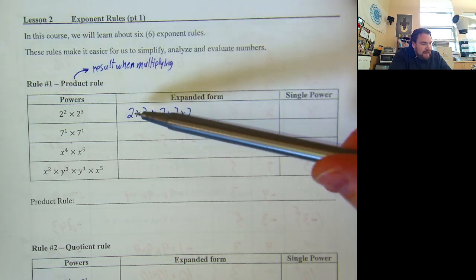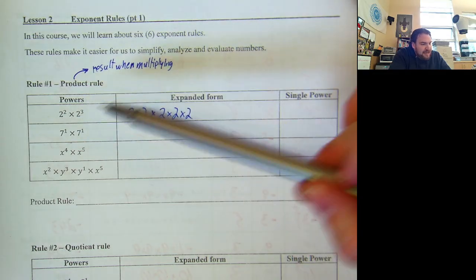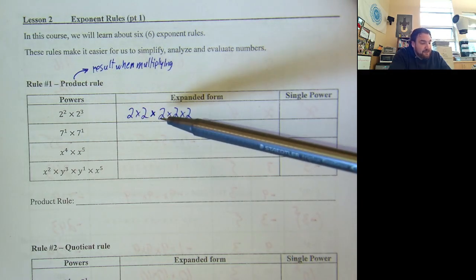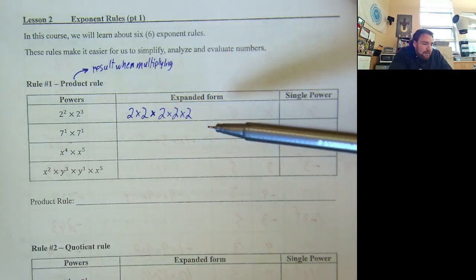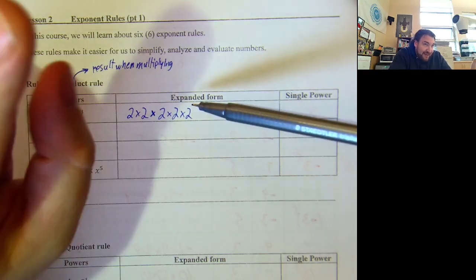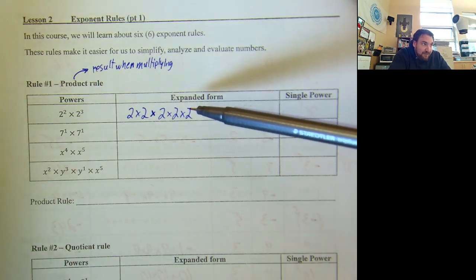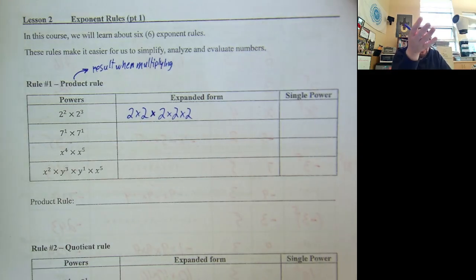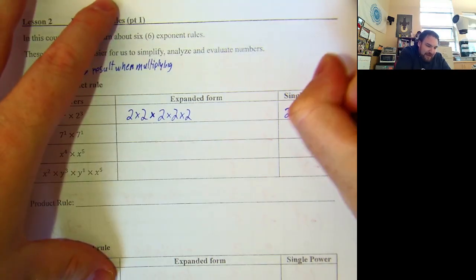So now let's look at what we have here. If I have 2 squared times 2 cubed, that's the same as 2 times 2 times 2 times 2 times 2. Really, what am I multiplying together? What am I multiplying together? 2's. How many of them? 5 of them. So you can write 5 2's multiplied together as 2 to the power of 5.